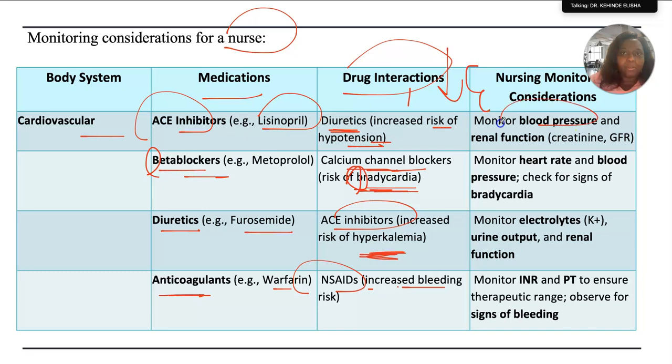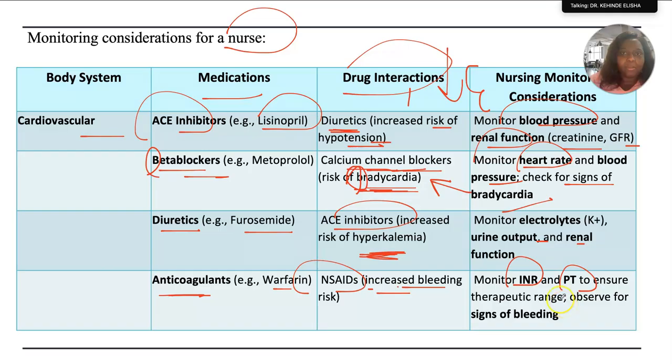You want to go ahead and monitor blood pressure and renal function, like creatinine and GFR. With calcium channel blocker, you want to monitor heart rate and blood pressure. Check for signs of bradycardia, because we know that we're going to see bradycardia, right? With ACE inhibitor, you want to monitor electrolytes, urine output, and renal function. With NSAID, you want to monitor INR, PT, and ensure it's in the therapeutic range, and observe for signs of bleeding.